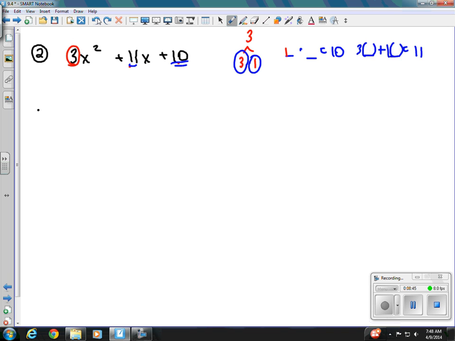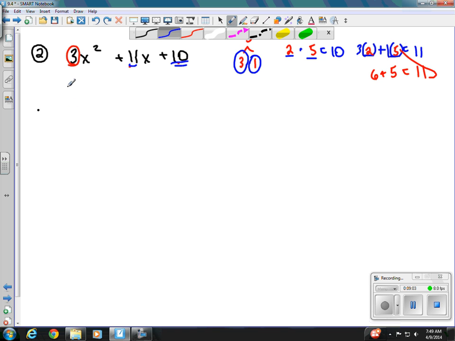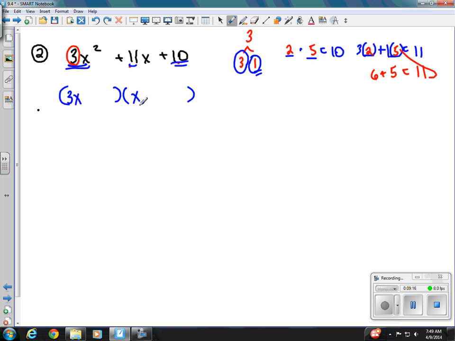So let's think of different factors of 10. 1 and 10 didn't work, so we'll try 2 and 5. So 3 times 2 is 6, plus 1 times 5 is 5. 6 plus 5 is 11. So we're good, that checks. Now, write out our answer. We get 2 parentheses. So now we start off with a 3x squared, and our factors of 3 we used were 3, so we get 3x, and a 1, so I put a 1x.